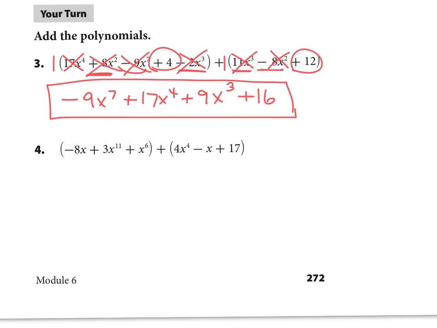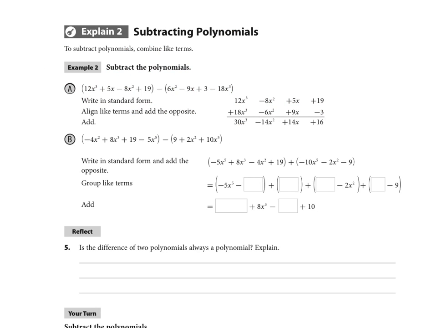Just to review those terms, there are 4 terms here, 4 separate pieces. The degree of this polynomial is 7, because that's the highest degree on any single term. The leading coefficient is negative 9. All right. Subtracting, that's the next thing we're going to do.